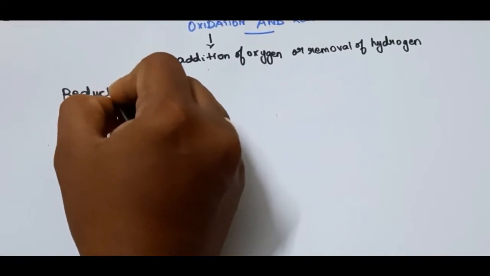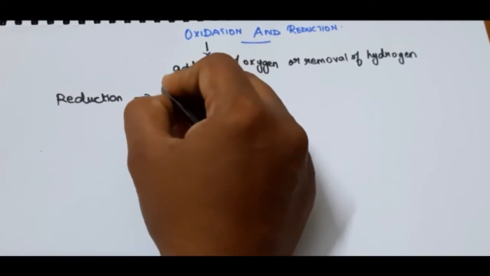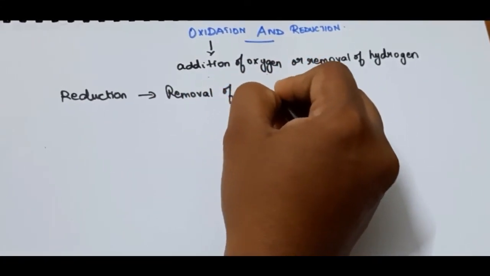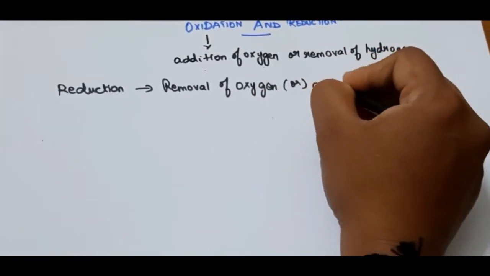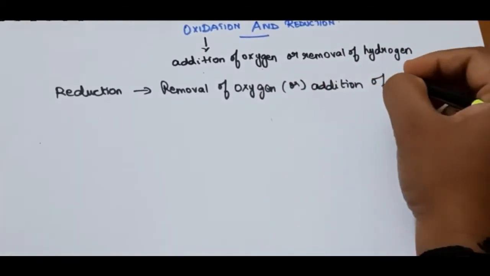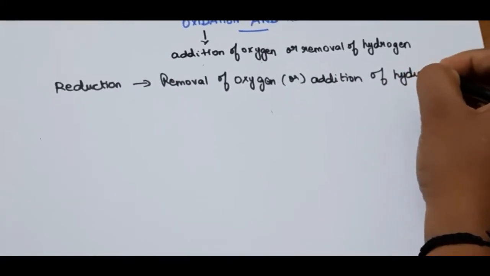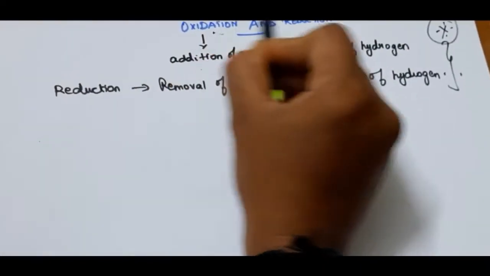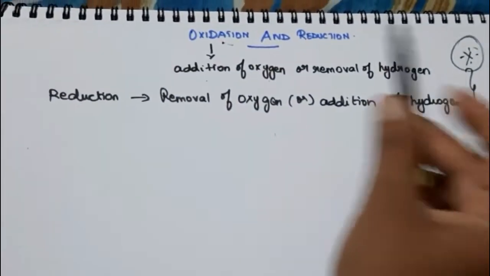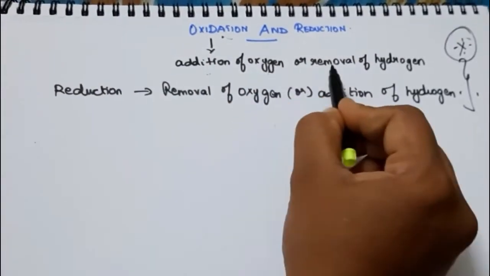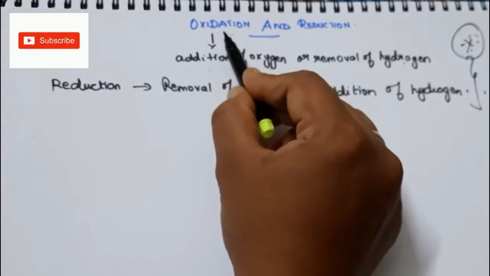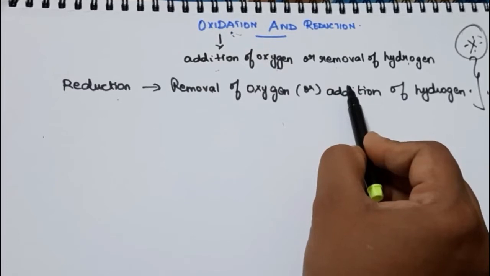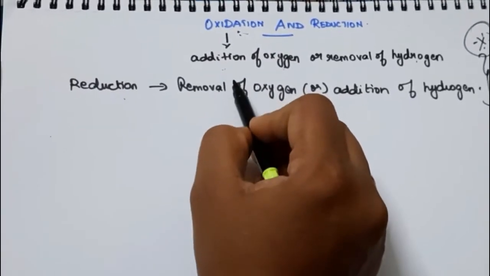Reduction is a process of removal of oxygen or addition of hydrogen. This is the key point, children. This is the key point to remember about oxidation and reduction. So, addition of oxygen or removal of hydrogen is oxidation. Reduction is removal of oxygen or addition of hydrogen. So, this is the key point.